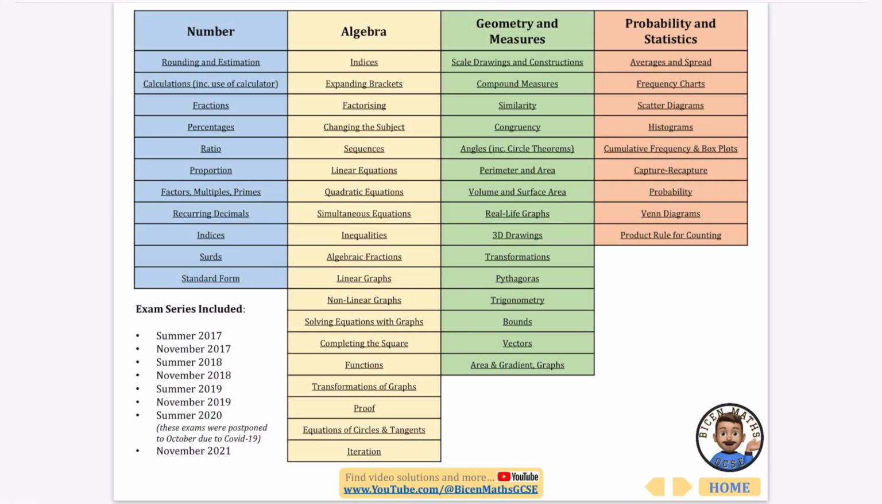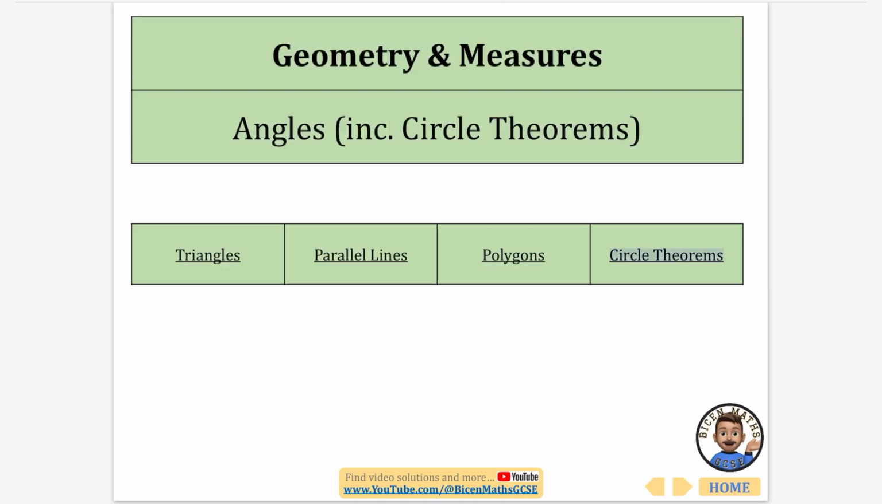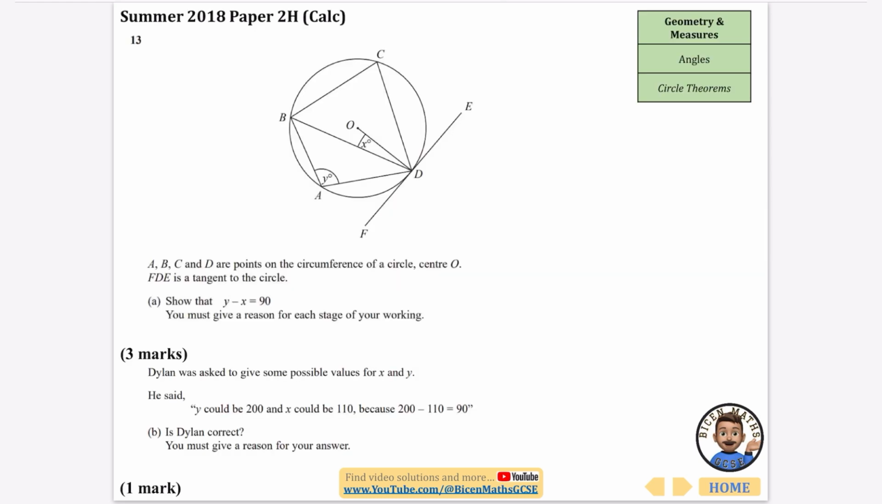Okay, so I'm going to do every exam question that has been asked. It's going to be on angles, but in particular, it's actually going to be about circle theorems. Now, circle theorems, there are so many questions. I'm probably going to have to split this into two parts as well. Now, unfortunately, this first question is a pretty tricky one, but let's see if we can do this one.